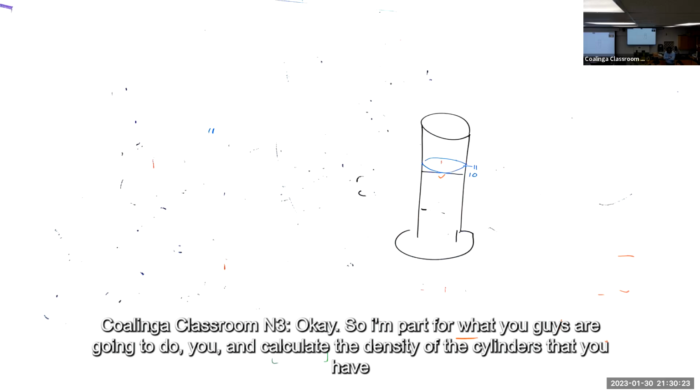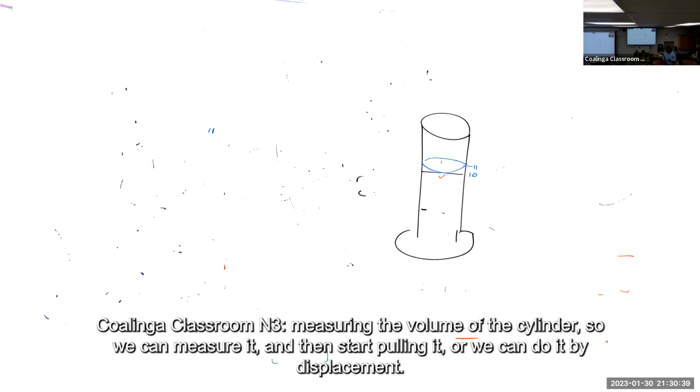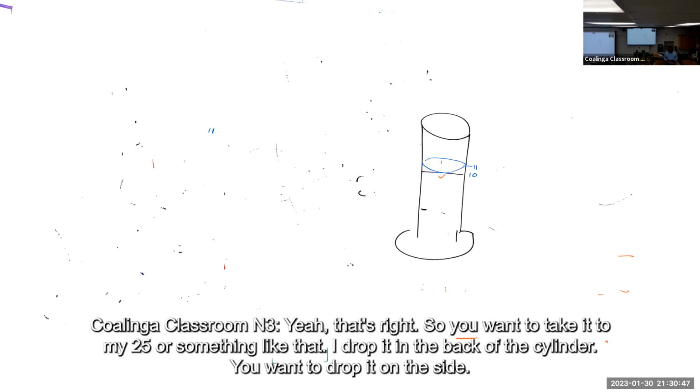Okay, so on part 4, you're going to calculate the density of the cylinders that you have. There's a couple ways to calculate the density. Since we know the cylinder, we can measure its volume and calculate it, or we can do it by displacement. Do you guys know what displacement is? You want to take it to like 25 or something like that. You drop it into the graduated cylinder.